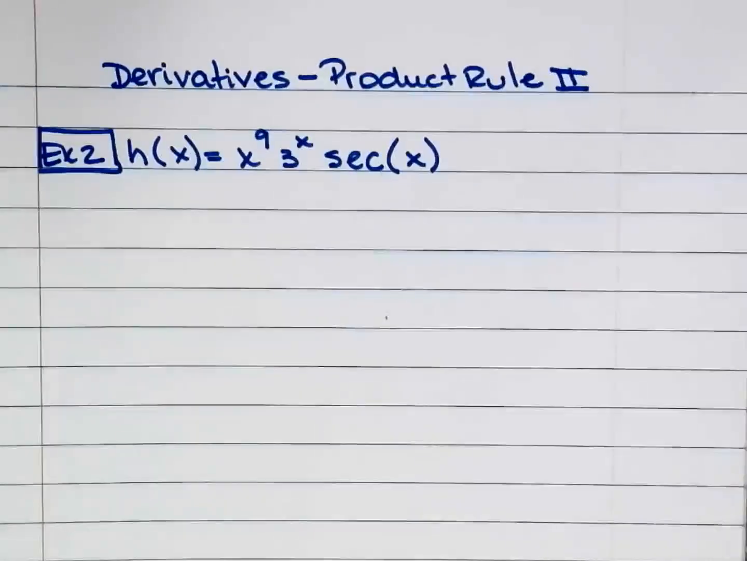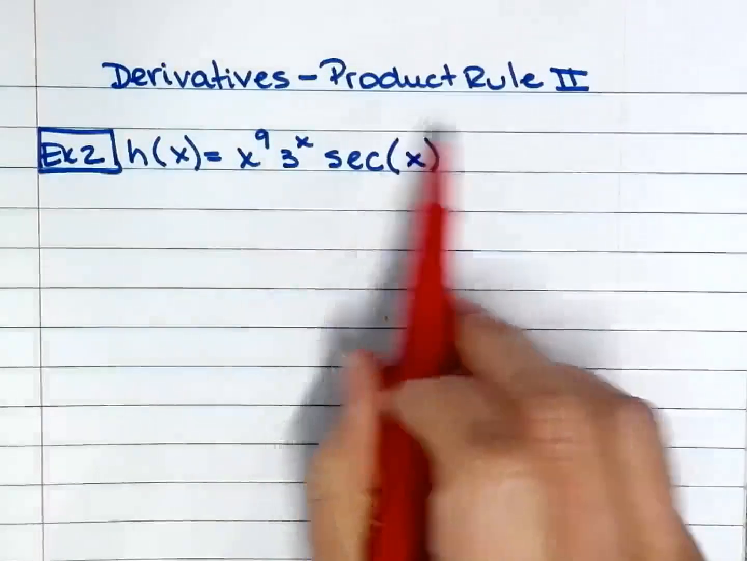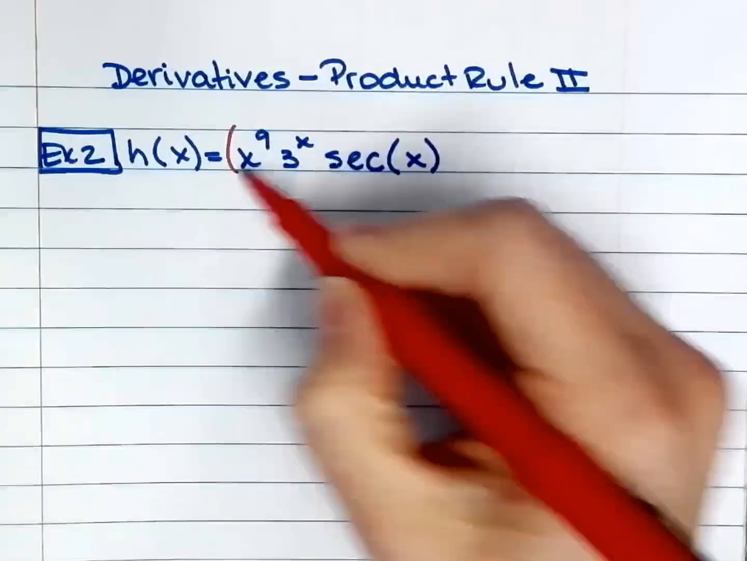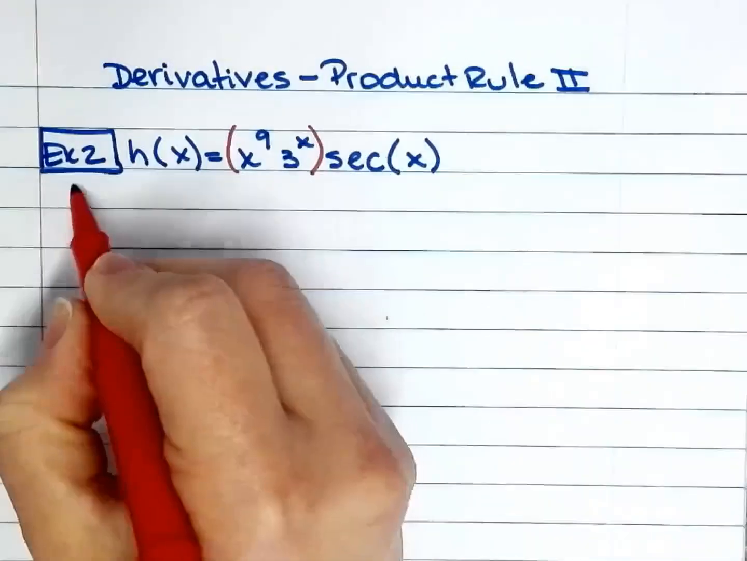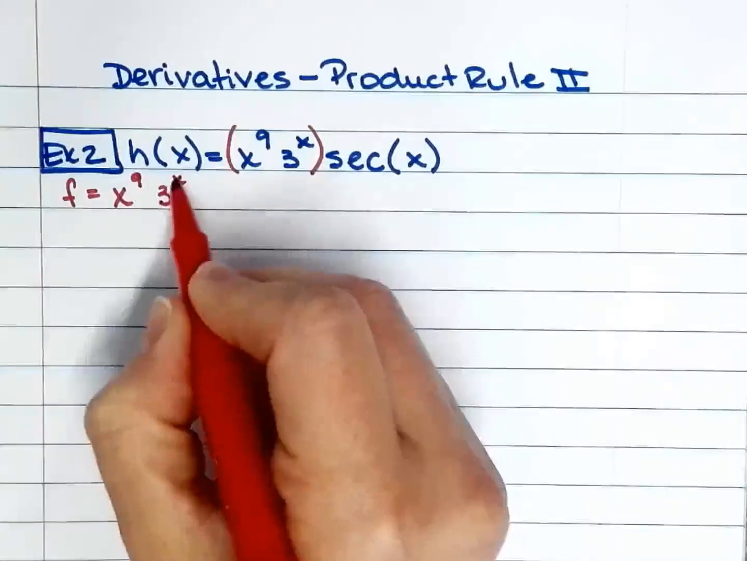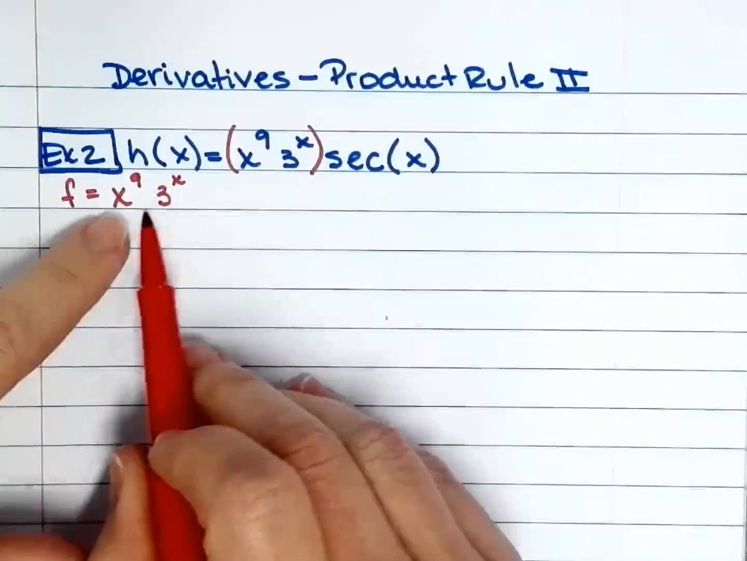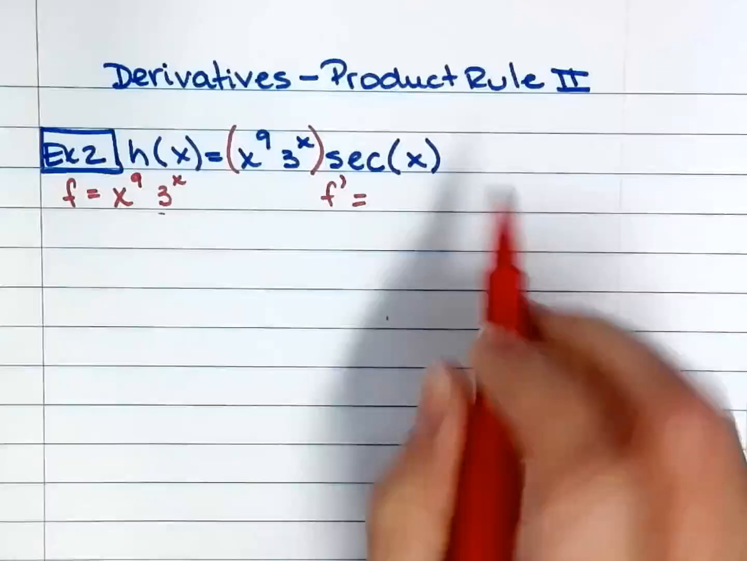Welcome back. We're doing the product rule again of derivatives. Now we have just a different example. So notice that here we have three functions and we're going to have to apply the product rule more than once. So let's say that this is going to be function f. Function f right here will be x to the power of 9 times 3 to the power of x. And then we will have to apply the product rule within this function to be able to come up with a derivative of this function.